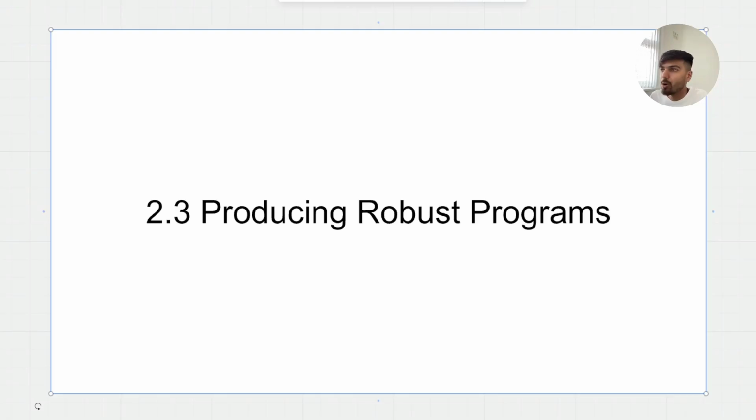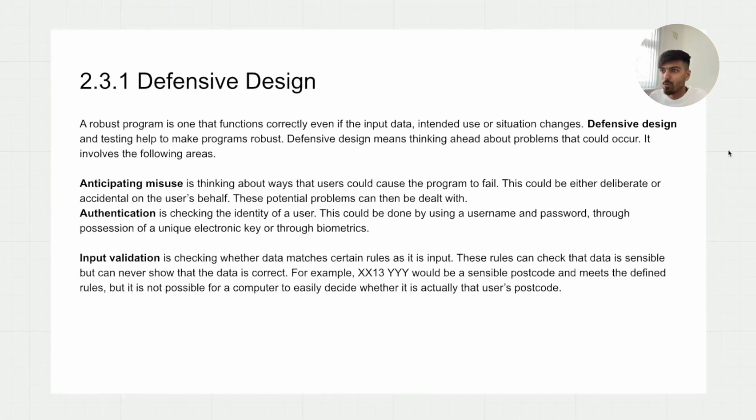So this is your defensive design. So what is defensive design? It means thinking ahead about problems that could occur and defending against those problems. There are three main ways in which you can defend. Anticipating misuse, which is thinking about ways the users can cause the program to fail. This could either be deliberate or accidental on the user's behalf.